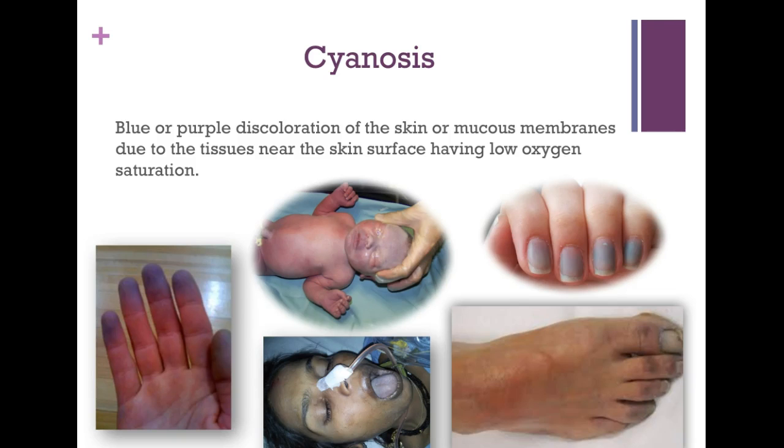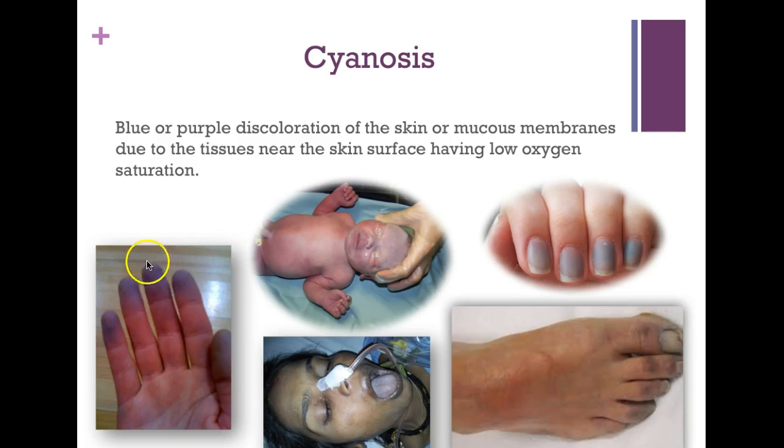We also assess the skin for something called cyanosis, which is a blue or purple discoloration of the skin or mucous membranes, and it's due to the tissue near the skin surface having low oxygen saturation. So what's happening is, for whatever reason, circulating oxygenated blood is not getting to all parts of the body, and this can certainly be an issue in people who have respiratory problems, people who are dying, but it gives us an idea of the oxygen saturation of the individual.